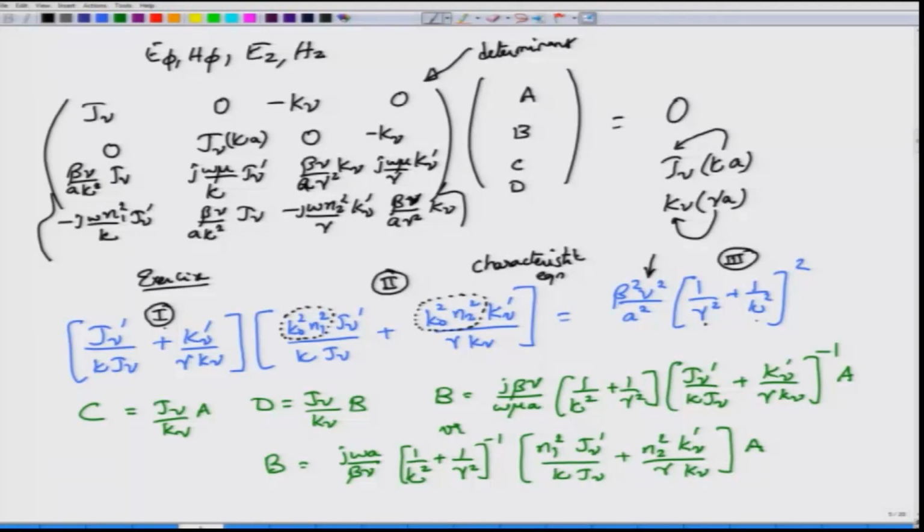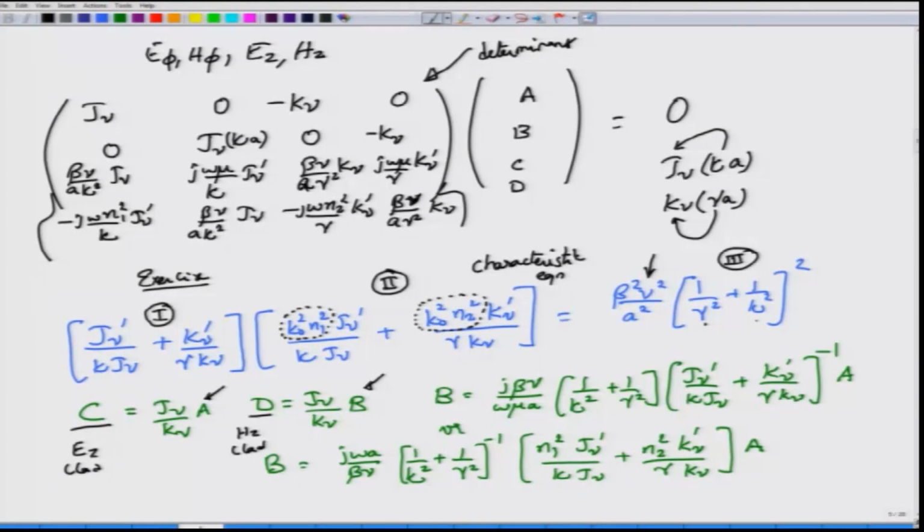So, it is really complicated, is what I want to emphasize. There are a couple of additional relationships that you need to know, okay. So, you can see that C and D, which are the amplitudes of the electric and magnetic fields in the cladding, are not really independent, but they can be related to the amplitudes in the core itself.